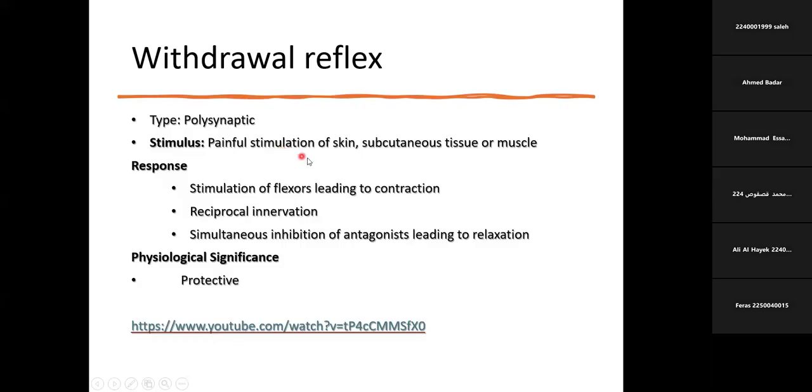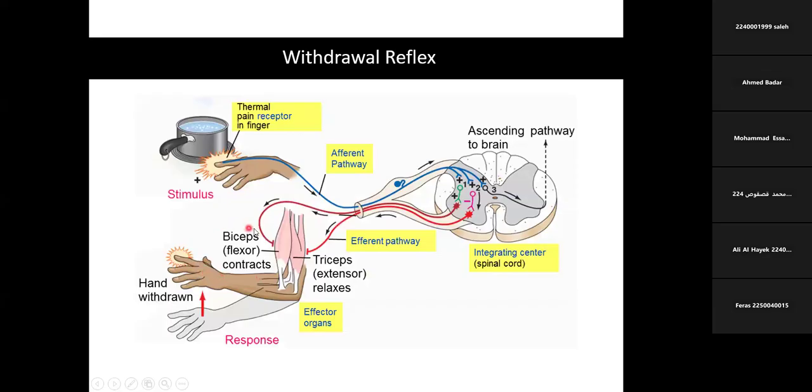Its stimulus is painful stimulation of the skin or subcutaneous tissue or the muscle. It has 2 responses: stimulation of flexors leading to contraction, and reciprocal innervation, which leads to simultaneous inhibition of the antagonist, leading to relaxation. Yani, if the hand is to be flexed, see, 2 nerves are coming. Number 1, it makes the flexors flex. Number 2, it makes the extensor relax. So put here number 1. This is number 1. Biceps or flexor contract. And here number 2, extensor, it relaxes.